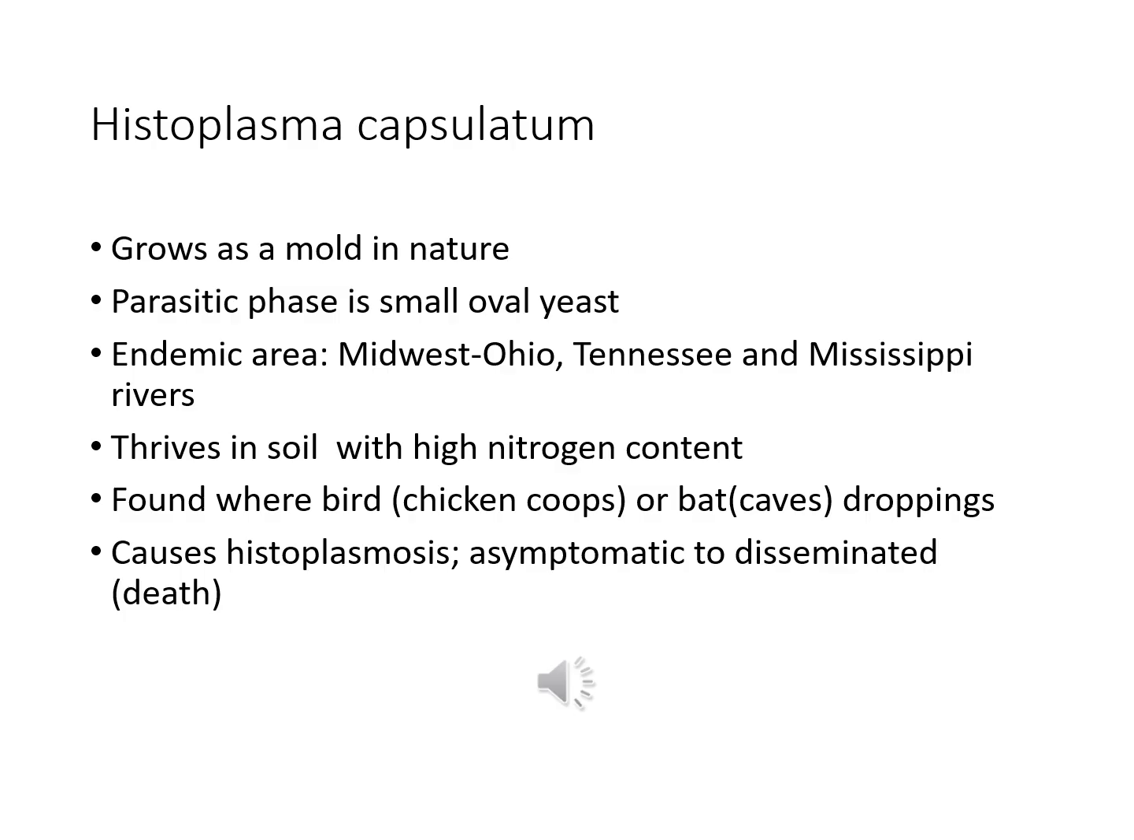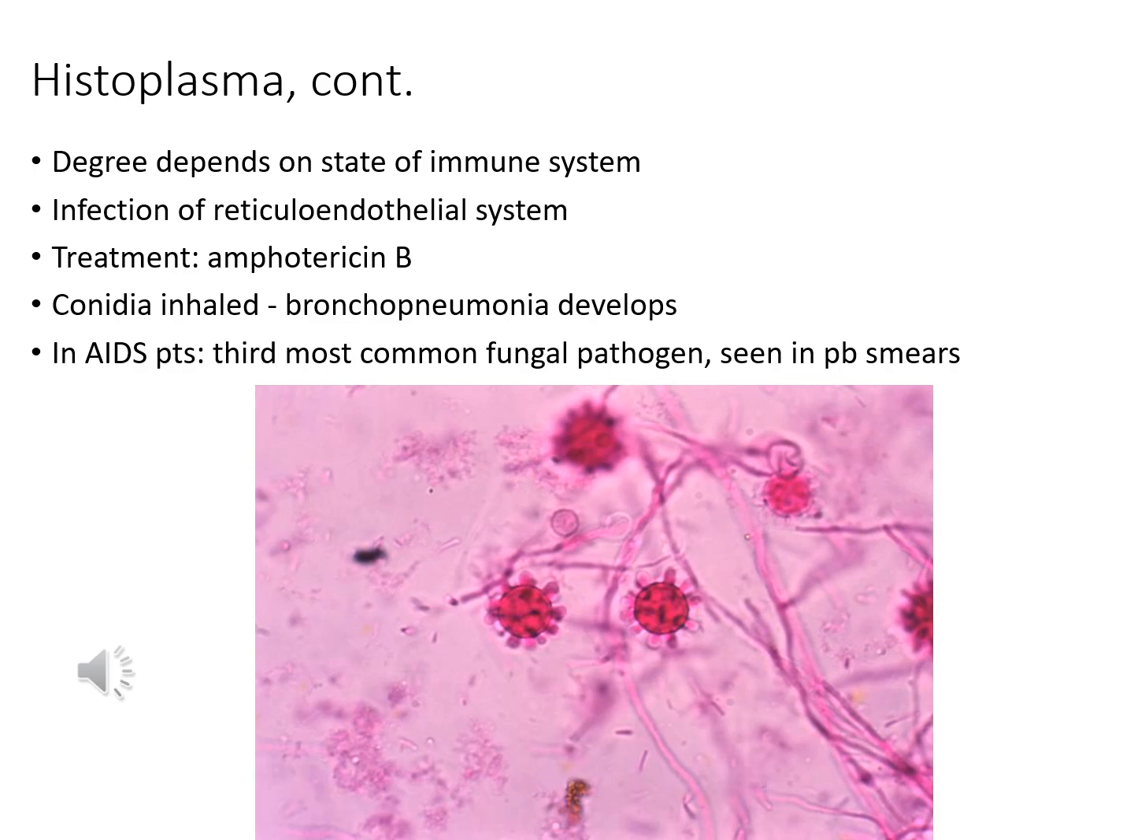Histoplasma capsulatum will cause histoplasmosis. It can be asymptomatic, but if it becomes disseminated and spreads through the body, it can result in death. The degree of infection will depend highly on the state of the person's immune system. This is an infection of the reticuloendothelial system. Treatment is usually amphotericin B. If the conidia are inhaled, then it becomes a bronchopneumonia. AIDS patients, remember, are typically immunocompromised, so this is the third most common fungal pathogen for them. Histoplasma is often seen in peripheral blood smears in AIDS patients as well.